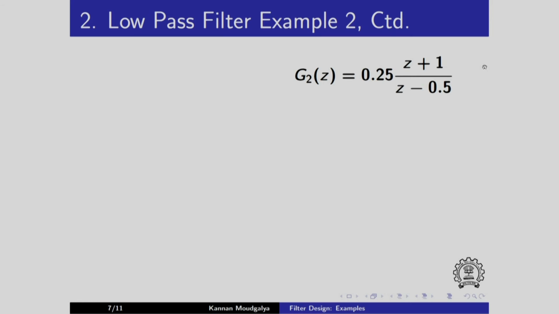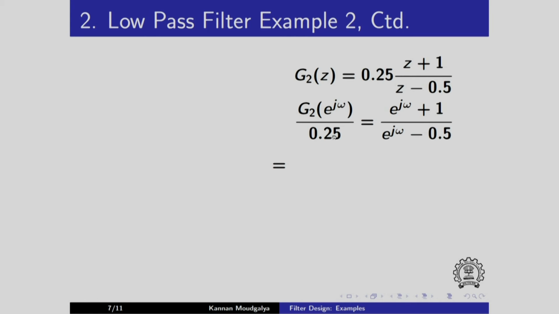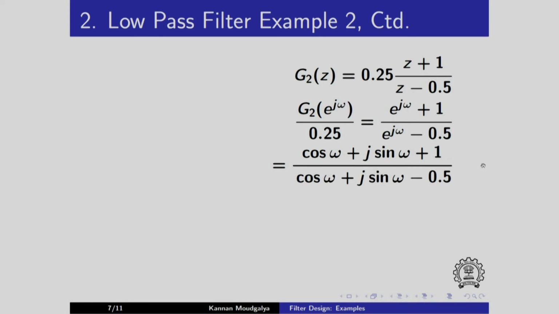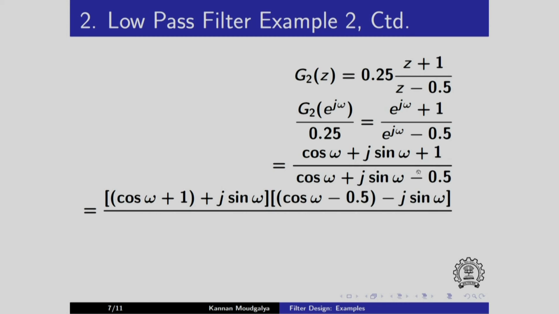So this is g2 of z. Let us evaluate at z equals exponential j omega. I have taken this 0.25 on the left hand side. For z I have substituted. Now split this into sine and cosine. So this is the numerator term. Similarly, the denominator term. Now what we will do is take the numerator and group it into real and imaginary parts. Multiply both numerator and denominator by the complex conjugate of the denominator. So this is the complex conjugate of the denominator.